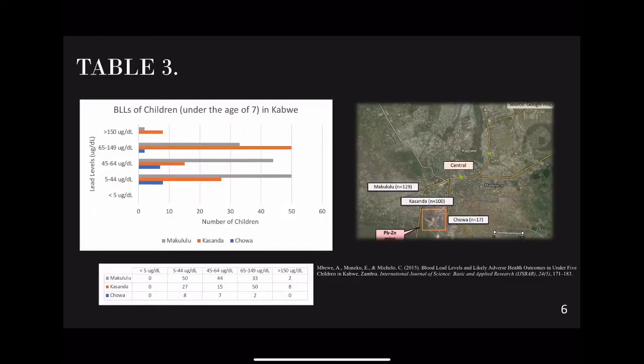Table 3. The International Journal of Science also measured the blood lead levels in that same sample of children. They wanted to see if the blood lead levels varied depending on township. We can see that Chawama, which on the graph is represented by the blue bar, had the lower levels of lead in their blood. This data is supported by Table 1, which showed that Chawama also had the lowest lead levels in their soil. Kasanda, which is represented by the orange bar in the graph, has higher lead levels compared to the other 2, which makes sense since their soil lead concentrations were higher.